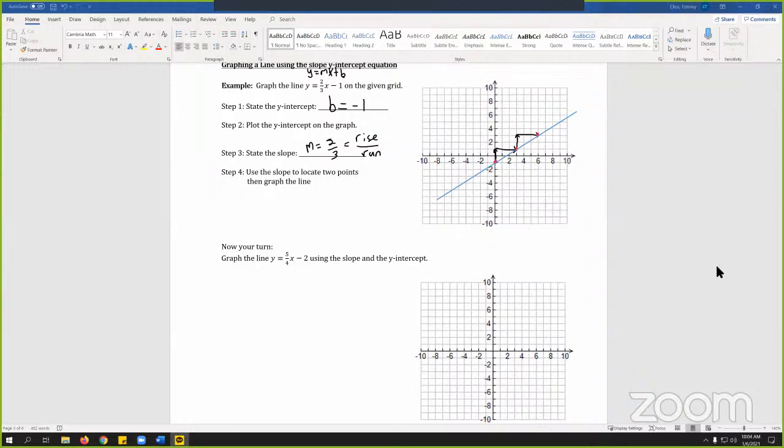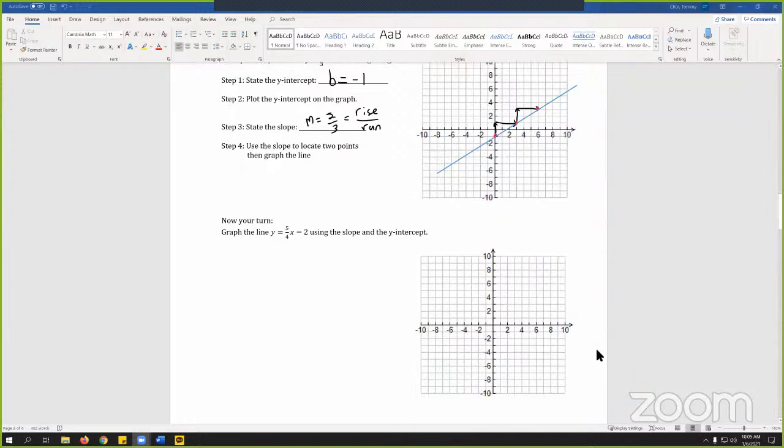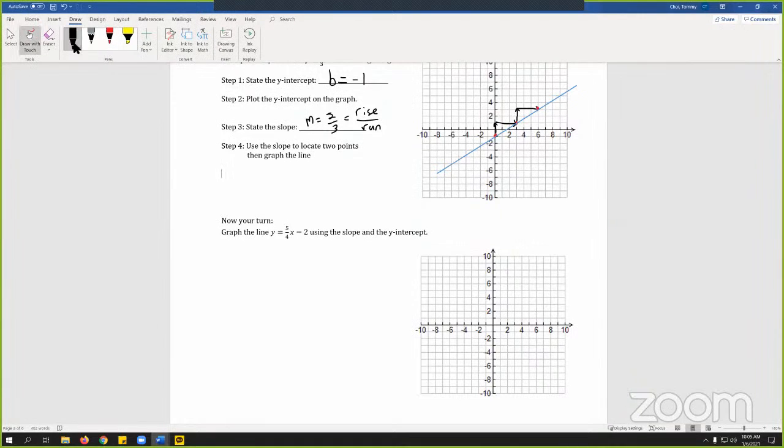Okay, it's been 5 minutes. Let's check your work here. I'm going to go through it here. So first step, stating the y-intercept is always first. So b is equal to -2 in our situation here. We're going to plot that onto our graph. That's step 2 on the y-axis. So y-axis -2, we plot that down.